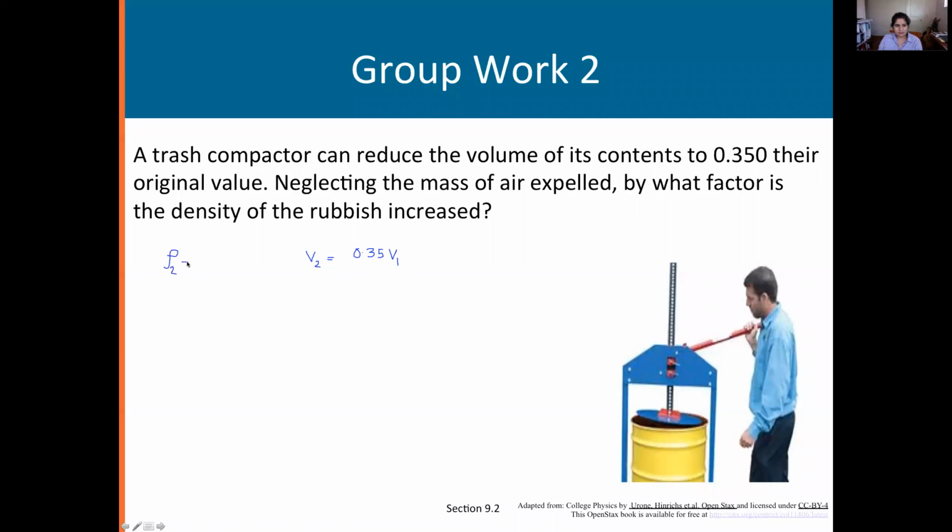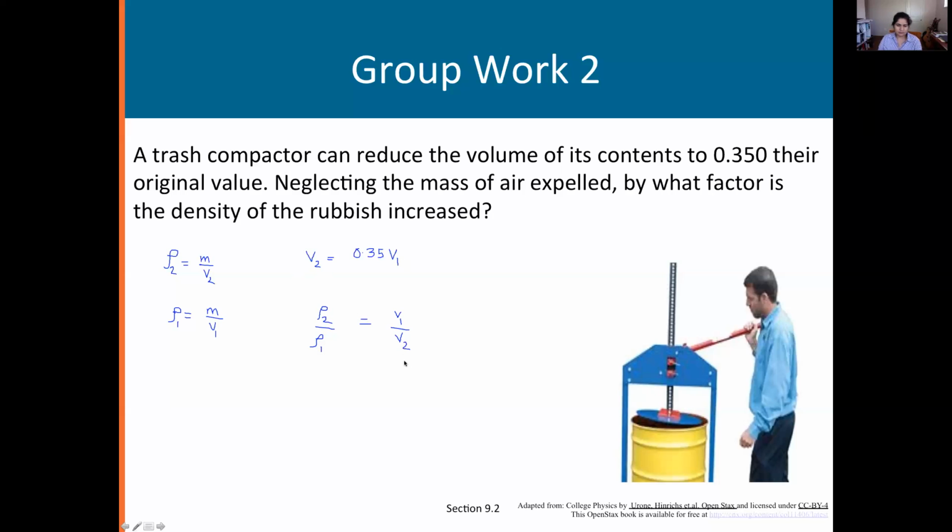My later density equals mass per later volume, and a similar formula for the original density, right? Original density, mass per volume 1. And let's divide one by the other. What do we get? We get rho 2 over rho 1. The two masses cancel since it says neglect the mass of the air expelled. So that means all the mass stays within here. And we're going to get V1 divided by V2.